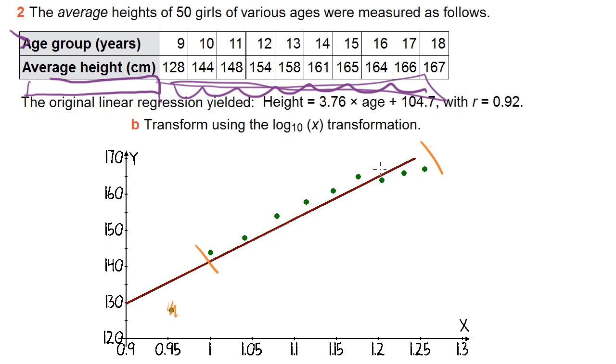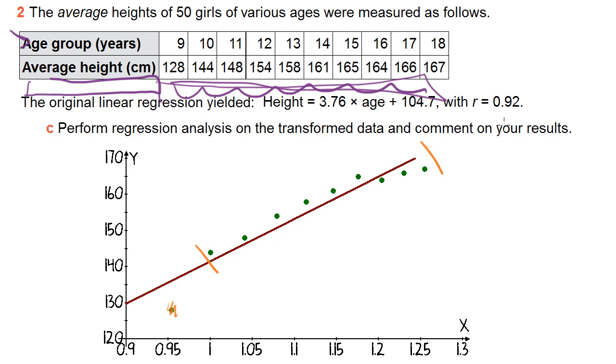So even though it does kind of still look non-linear, and if you did a residual plot, that wouldn't look random, what they're getting you to get at here is that we've improved the linearity of this graph. We've made it straighter than it was before. So we're on the right track. Now, part C of the question said, perform regression analysis on the transformed data and comment on your results.